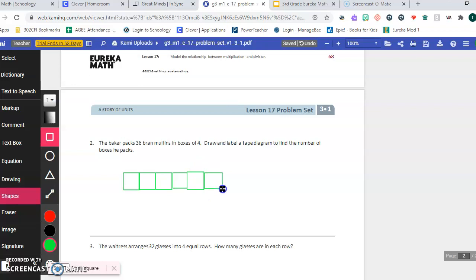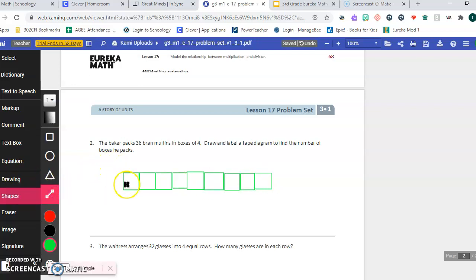This takes me up to 24 on my 6th box. My 7th box will take me up to 28. 7 times 4 is 28. My 8th box will take me up to 32. I'm almost there. And now my 9th box will take me up to 36. Okay, so there's my tape.